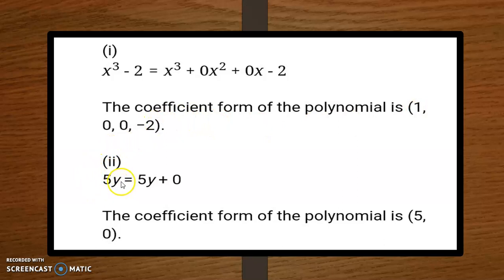Second one, the polynomial given is 5y. So here y is raised to 1. The constant term is missing, so we'll write it as plus 0. So the coefficient form of the polynomial is 5, comma 0.